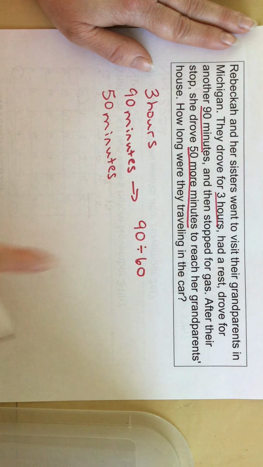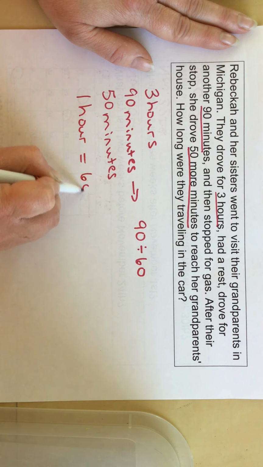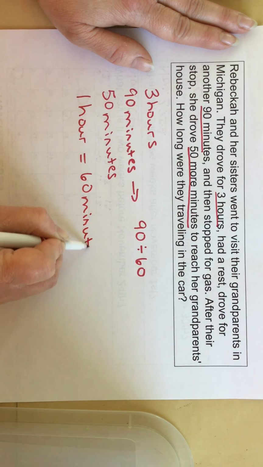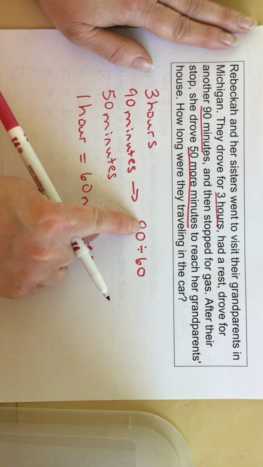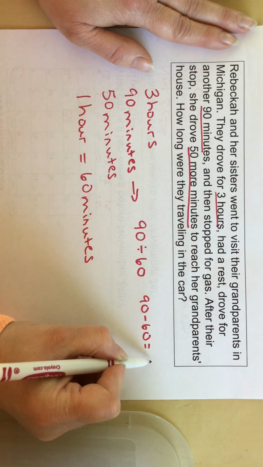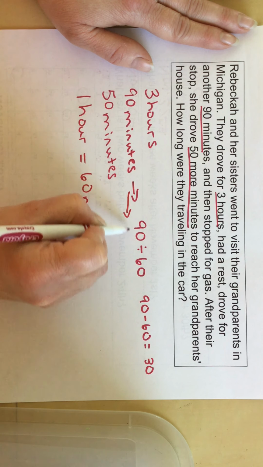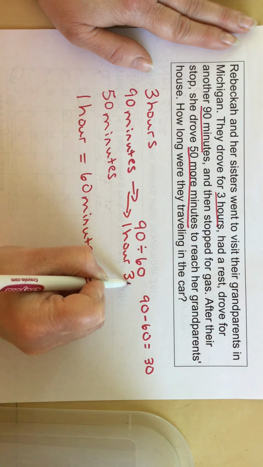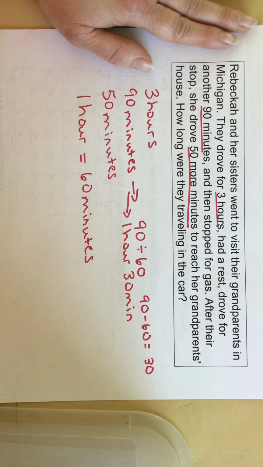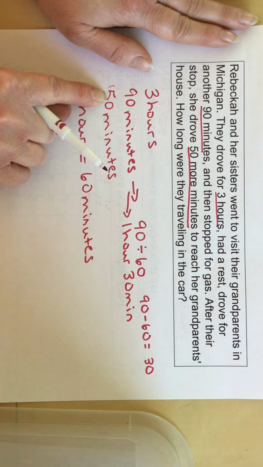If we don't want to do a lot of work, 90 divided by 60, we can think, well, 1 hour has 60 minutes. So if I take 60 minutes away from that 90, I have 30 minutes left. So 90 minutes is 1 hour and 30 minutes. Now I need to look at, there's 50 minutes. Well, I know there's 60 minutes in 1 hour, so that's not exactly an hour.